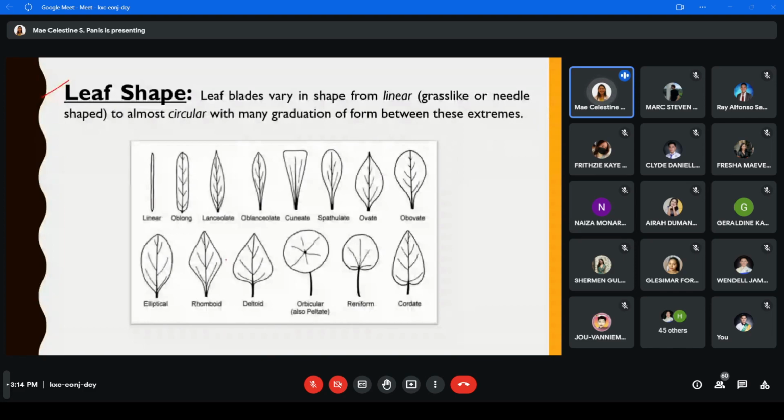Leaf blades vary in shape from linear, so linear is straight, grass-like or needle shape, or almost circular with many gradations or forms between these extremes. So there are many kinds of shapes: linear, oblong, lanceolate, oblanceolate, lunate, spatulate, ovate, obovate, elliptical, rhomboid, deltoid, orbicular, reniform, cordate.